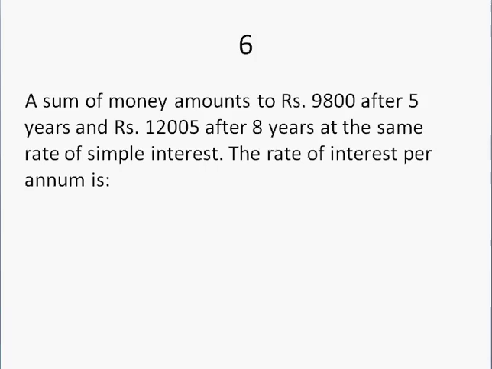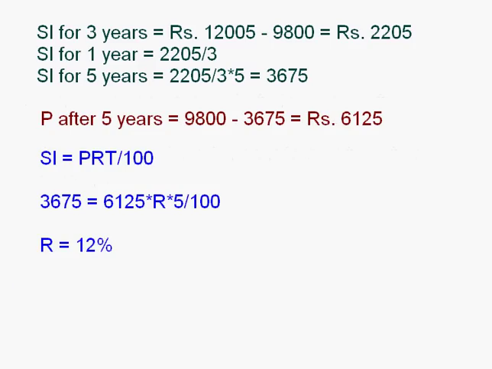So when we are subtracting the 8 and 5 years amount, that means we are getting the simple interest for 3 years. Then we can find our simple interest for 1 year. Similarly, we can find our simple interest for 5 years. So we already know the amount that is to be paid after 5 years, so the principal will be that amount subtracted by simple interest for 5 years. So it will be 6,125. So just put in the formula, simple interest is equal to PRT upon 100, so R will be 12%.